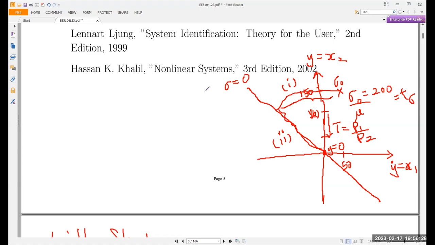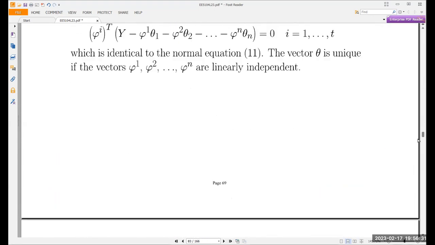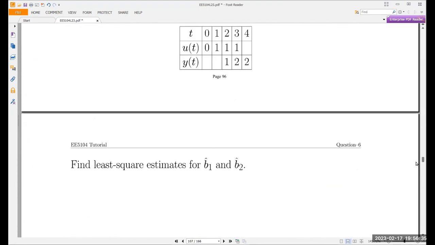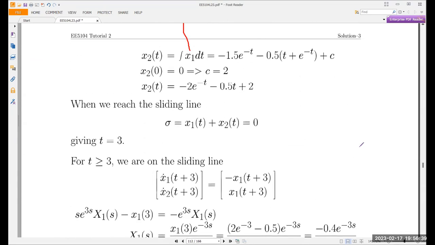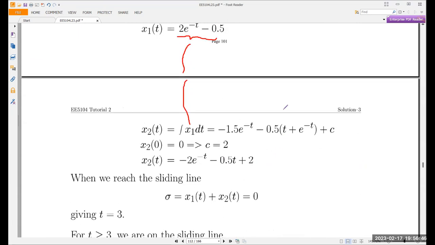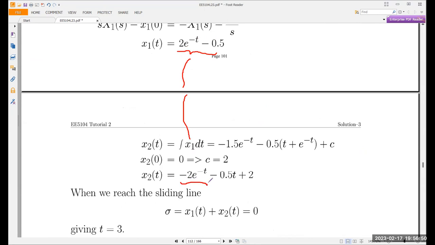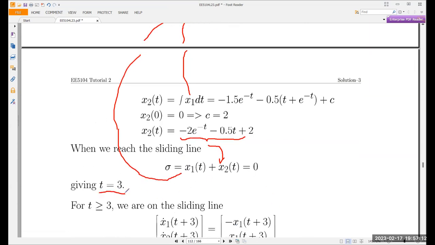So we go and look. Our sigma is x1 plus x2. So when it will be equal to zero, you got x2, so we stick that inside here. You got x1, you go and stick that inside here. So you got only one unknown, t. You can solve and it gives you t equal to 3. So at t equal to 3, sigma is equal to 0.